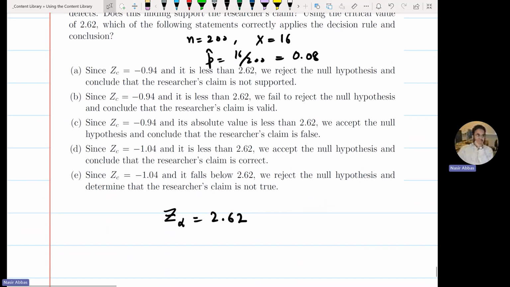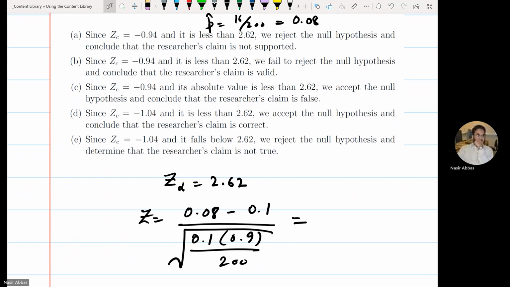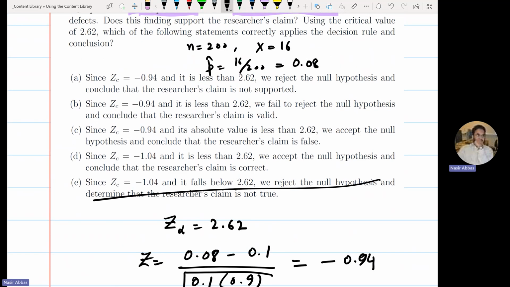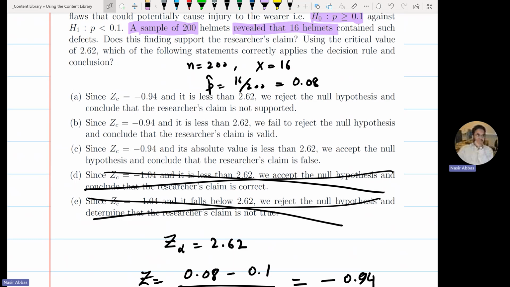So let us check what is the value of Z. It is 0.08 minus 0.1 over the square root of 0.1 into 0.9 over 200. And it comes out to be either minus 0.94 or minus 1.04. These are the two options I see. Minus 0.94. This means that these two options are straight away rejected because Z value is not minus 1.04. Okay. Among the first three options, what is the direction of H1?